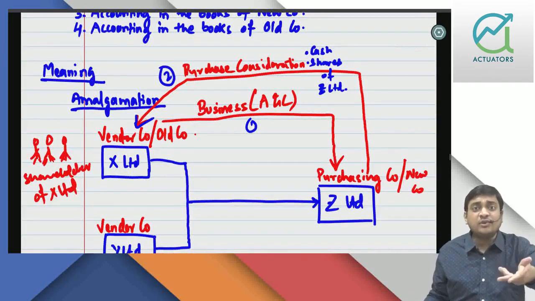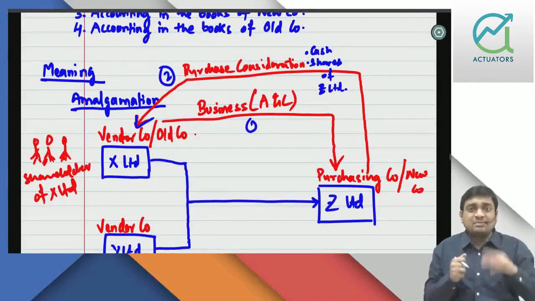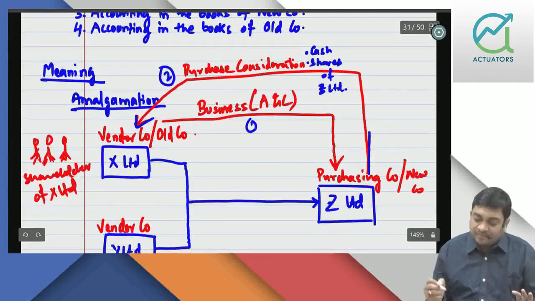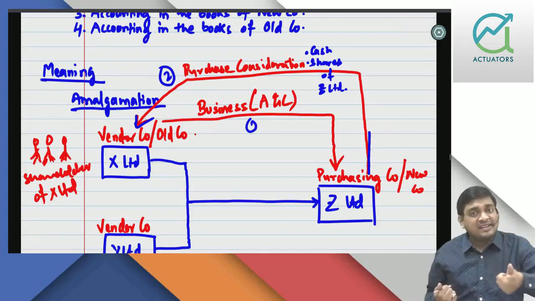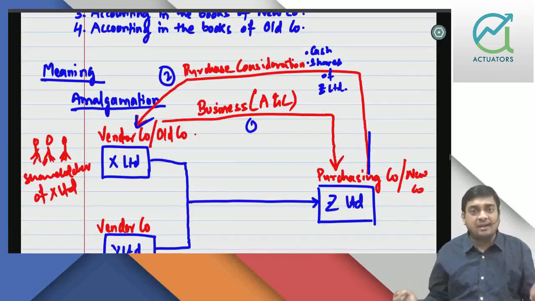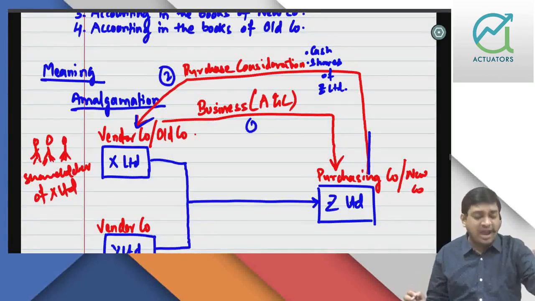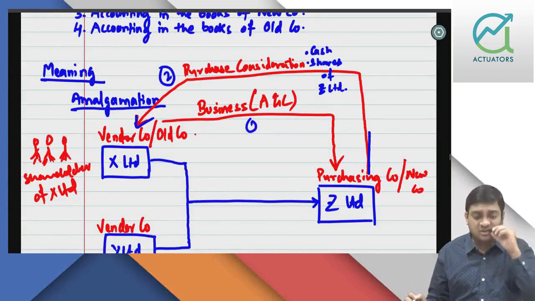So if I have to give you consideration, right? I have purchased something, I have to give you consideration, right? You can see the arrow is coming out from here. I have to give. So I can give it in cash or I can give it in terms of share. Now whatever assets I have purchased, in lieu of that I am not giving you cash, I am giving you my own company share.